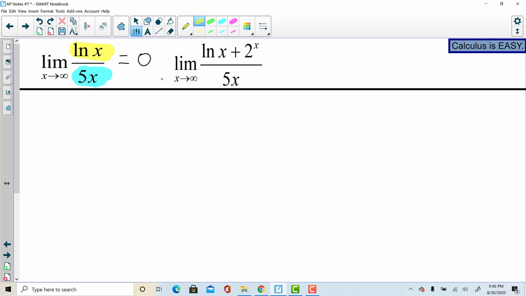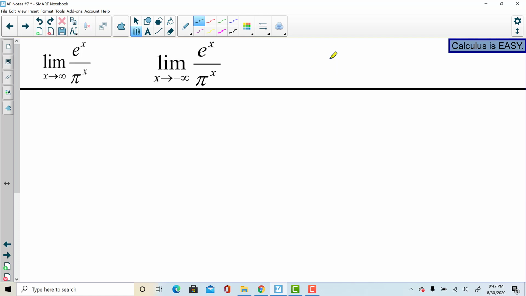For our second limit here, we have a log, we have an exponential, and we have a power. On top, the biggest one is going to be the exponential. So we can ignore the log function. So now we're left with an exponential on top and a power on the bottom. Remember, the exponential wins. So the top wins, so this limit is going to equal infinity.